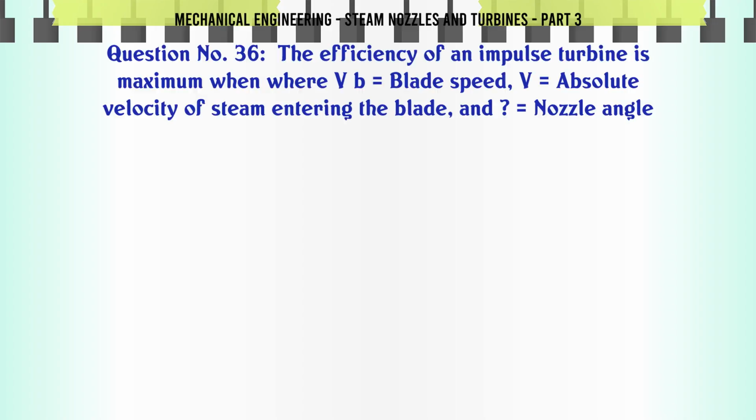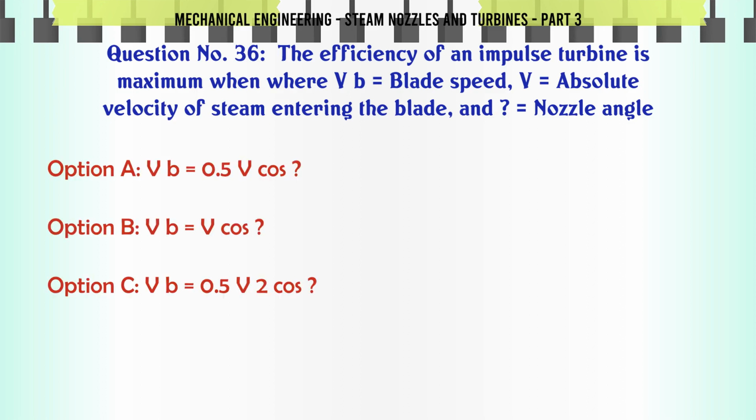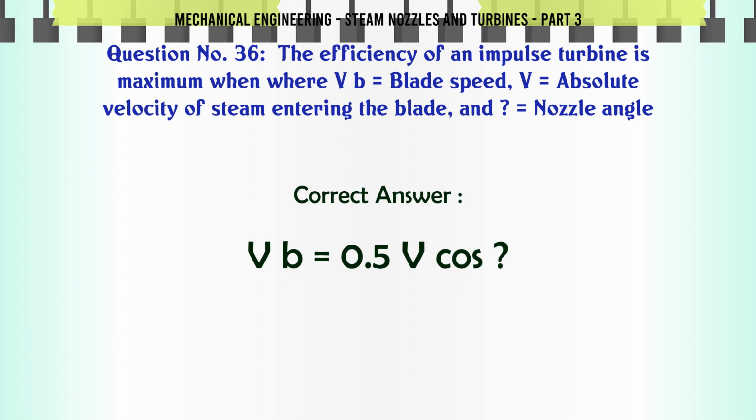The efficiency of an impulse turbine is maximum when, where Vb is blade speed, V is absolute velocity of steam entering the blade and α is nozzle angle. A. Vb = 0.5 V cos α. B. Vb = V cos α. C. Vb = 0.5 V² cos α. D. Vb = V² cos α. The correct answer is Vb = 0.5 V cos α.